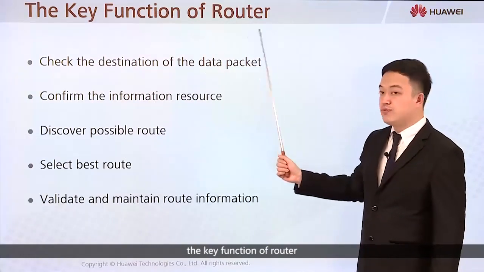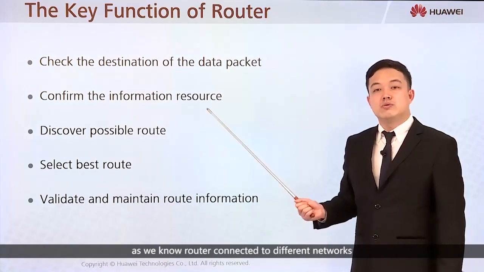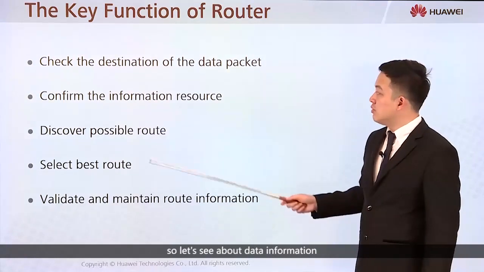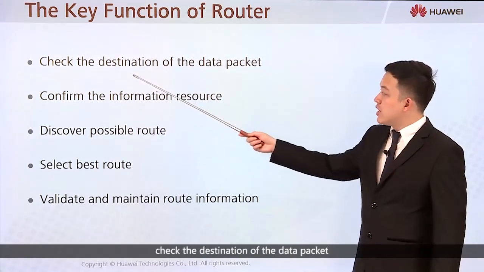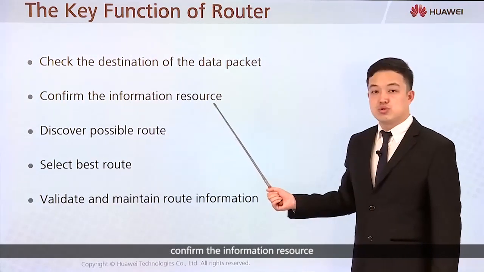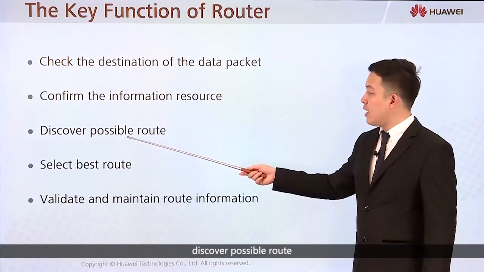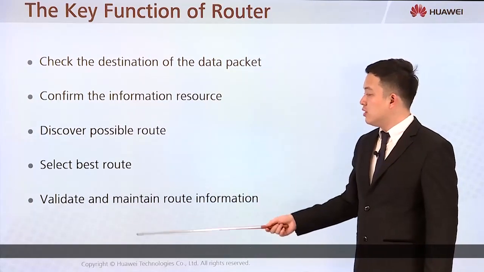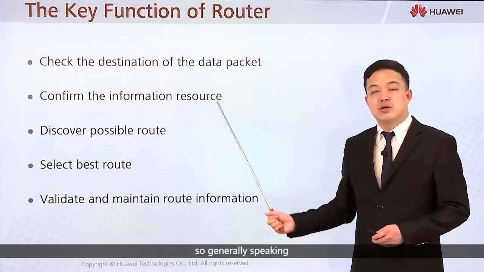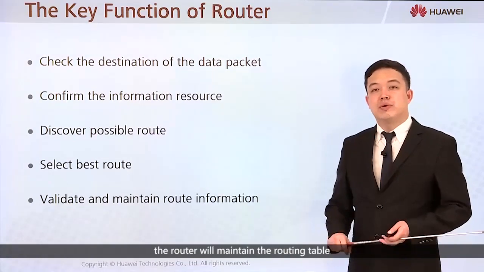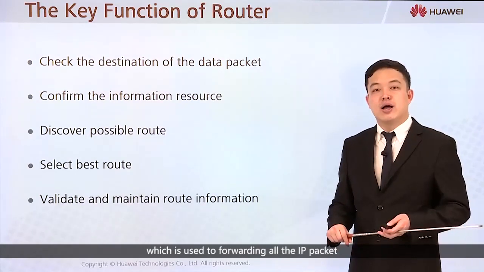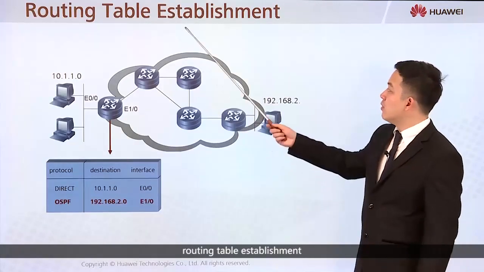The key functions of a router. As we know, a router connects different networks. That's the basic function. Let's see the detailed functions: check the destination of the data packet, confirm the information source, discover possible routes, select the best route, and validate and maintain route information. So generally speaking, the router maintains the routing table, which is used to forward all the IP packets.